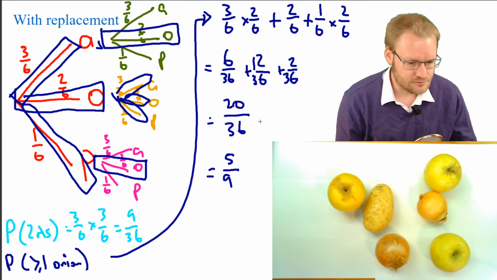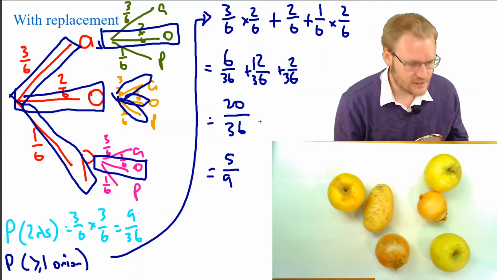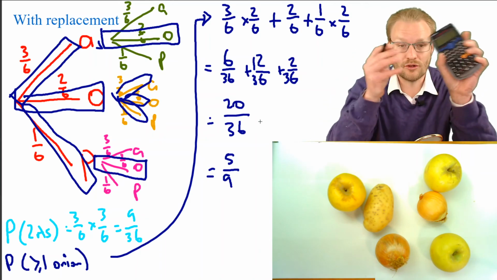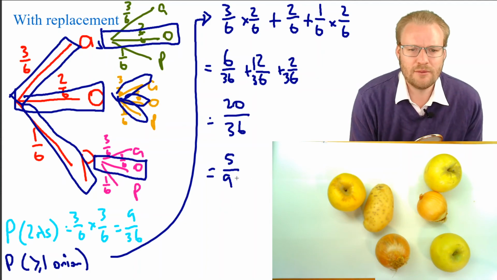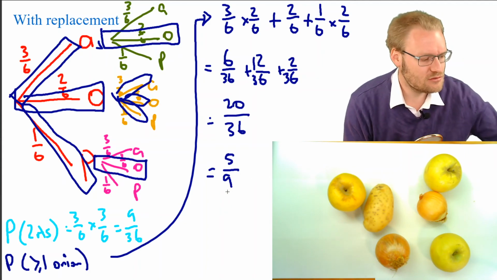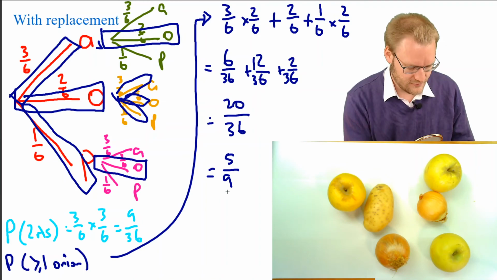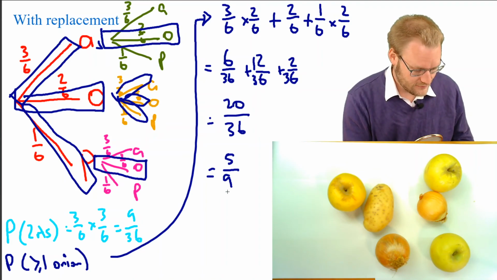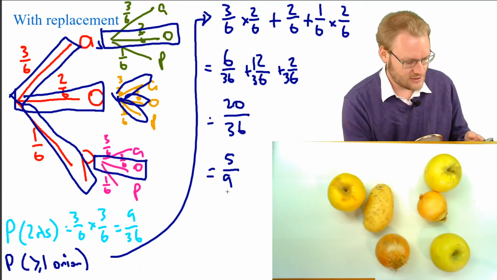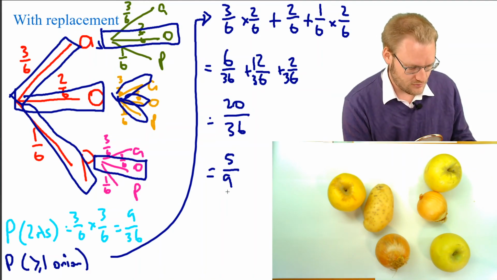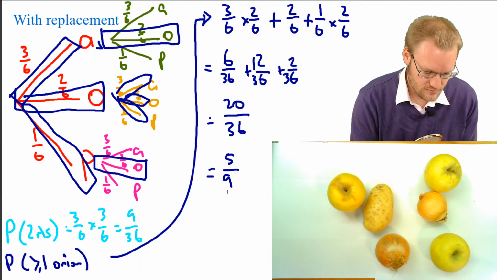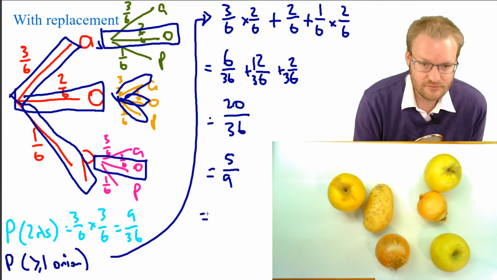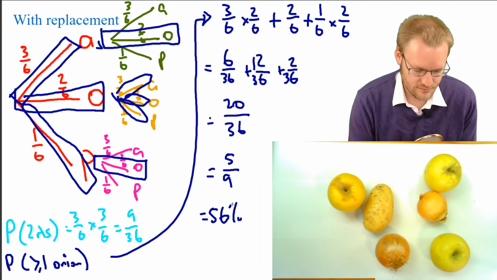If you did it on your calculator, if you punched it all in, it will simplify it all for you. But you do need to give it in simplest form. Maybe express this as a percentage. Well, 5 divided by 9, S to D, times 100, is 55.55555%, so 56%, rounded off to the nearest percentage.